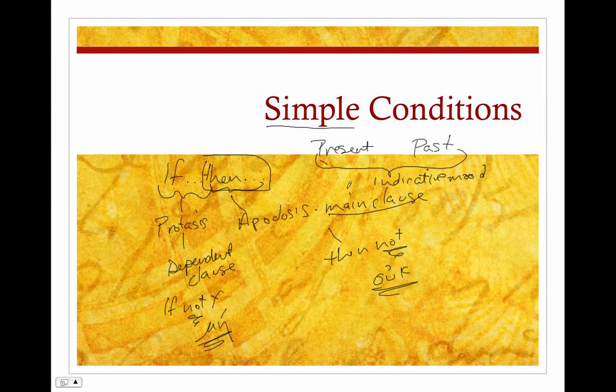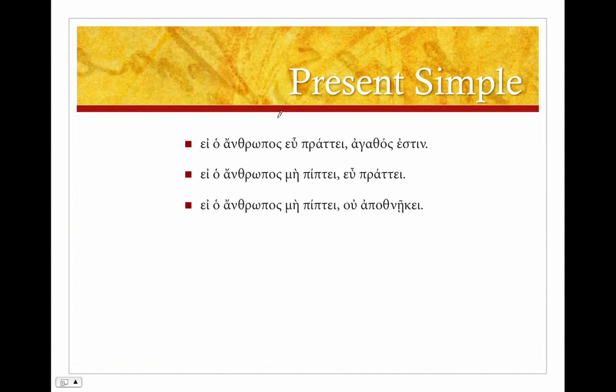So let's take a look at some examples. First we'll do present and then we'll do past. So present simple, this is an every-time sort of if this, then this, not making any statements about reality. Ho anthrōpos eu prattei, agathos estin. Notice both verbs are in the indicative, they're in the present, and so we would translate this, if the man does well, he is good, he is happy.